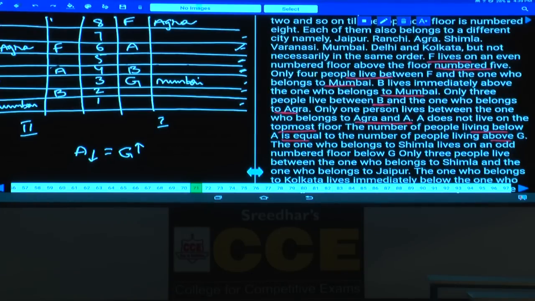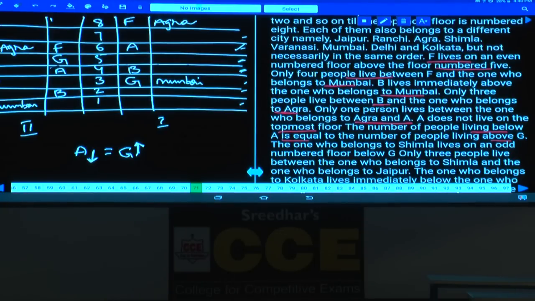Are you following this one or not? Below A, there are 5 persons, above G, there are 5 persons. Number of persons below A is equal to the number of persons above G. And similarly here, how many persons are there below this A? 3 persons. Now above this G, there must be 3 persons, and G must be on floor number 5. Done with this? Then next one.